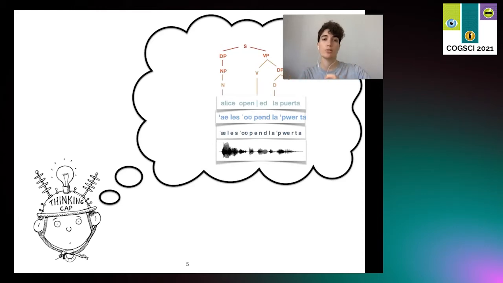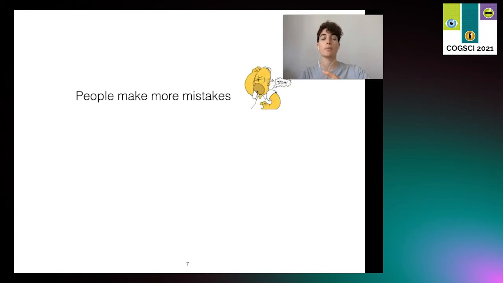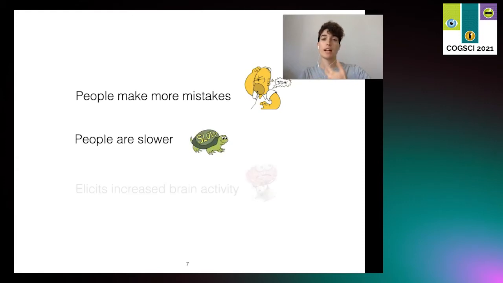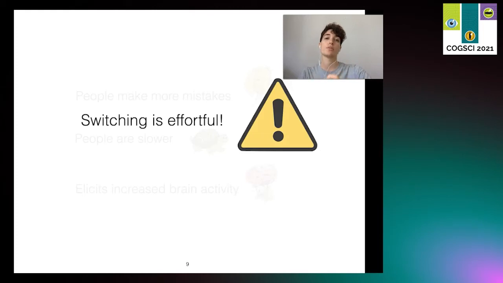And so in trying to look at language switching, I first looked into traditional language switching paradigms, which would place participants in scenarios such as this one, where they were told that if they saw a number or a picture in one color, they should name it in one language. And if it appeared in a different color, they should name it in a different language. And very reliably, what researchers found was that switching languages made people more error-prone, it made them slower, and it required increased brain activity. And specifically, this increased brain activity was located in the anterior and prefrontal regions, heavily associated with cognitive control and cognitive effort. And so the combination of these three results led researchers to conclude that switching languages is effortful.